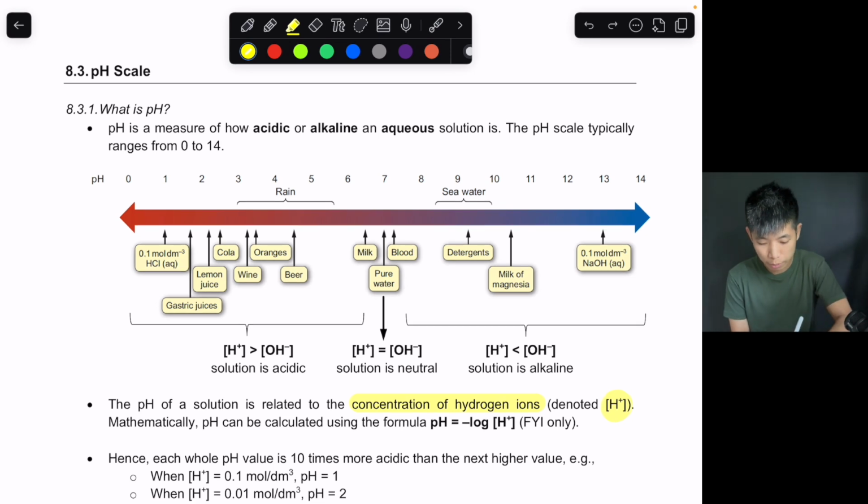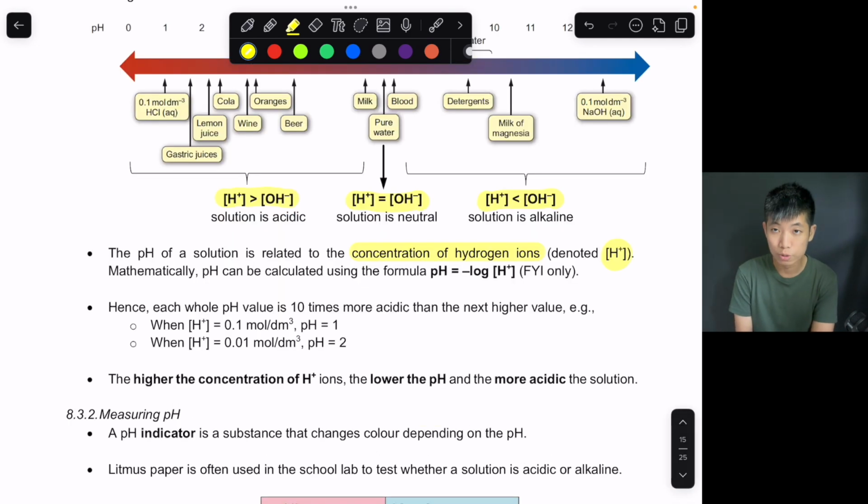What you need to take note of over here is that when a solution is acidic, you have a greater concentration of H+ compared to OH-. When the solution is neutral, your H+ and OH- concentrations are equal. And when the solution is alkaline, you have a greater concentration of OH- compared to H+. This scale shows you the pH of different substances that you find in your everyday life and where they fall in the pH scale. What is interesting to note is that the pH scale is not a linear scale. In fact, every pH value is a 10 times difference in the concentration of H+ ions. So a pH of 1 is actually 10 times more acidic than a pH of 2.